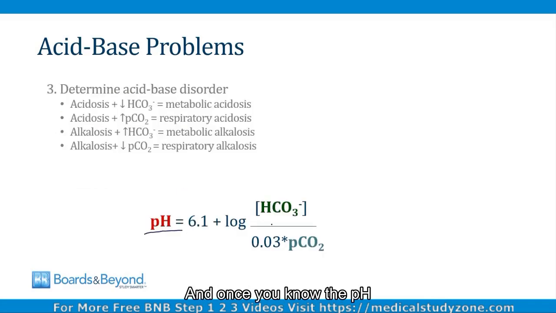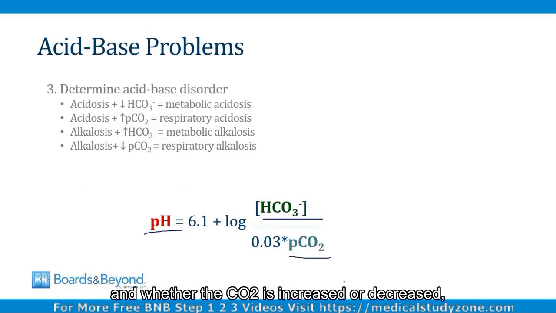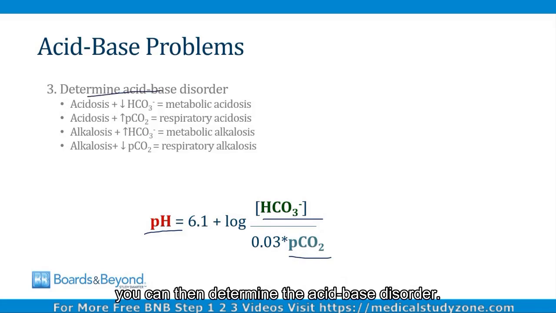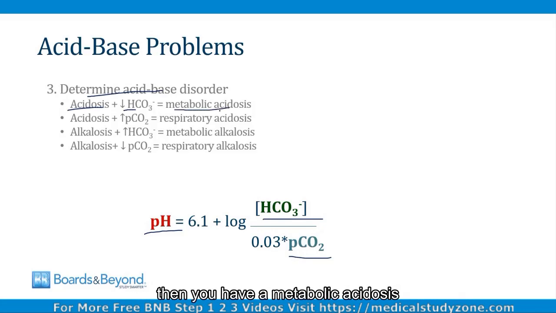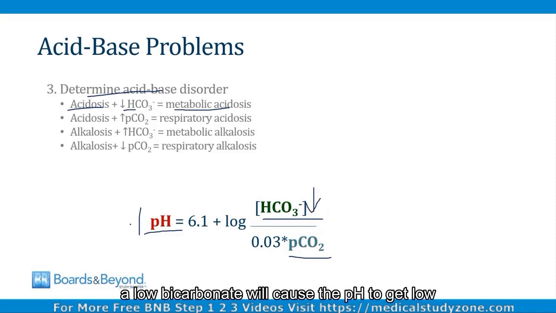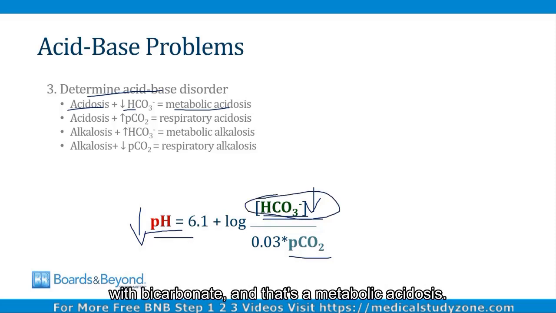Once you know the pH and whether the bicarbonate is increased or decreased and whether the CO2 is increased or decreased, you can then determine the acid-base disorder. If you have an acidosis based on pH and the bicarb is low, then you have a metabolic acidosis. Because if you look at the Henderson-Hasselbalch equation, a low bicarbonate will cause the pH to get low, and therefore you've got concordance between the fall in bicarbonate and the fall in pH, and that means you must have a metabolic problem with bicarbonate, and that's a metabolic acidosis.